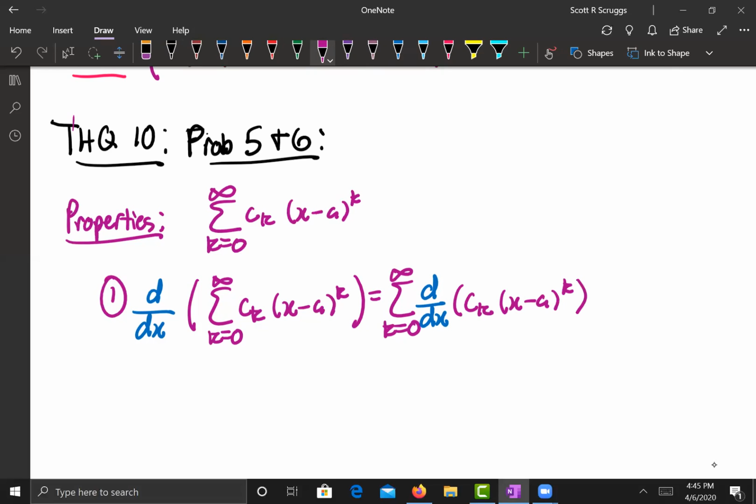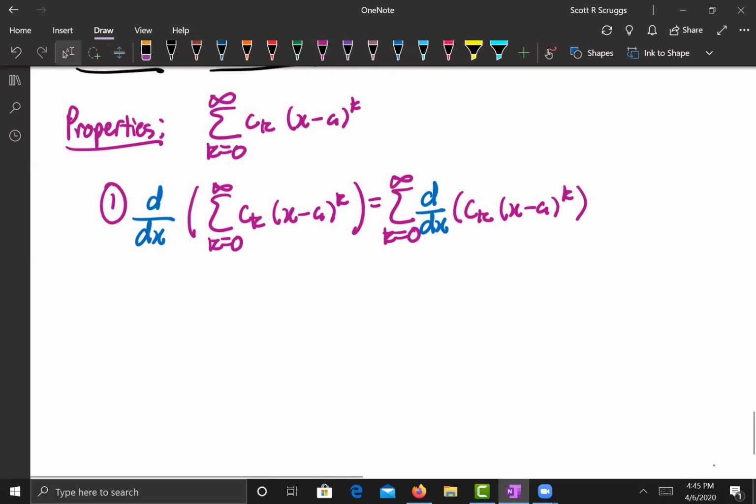And do it that way. And now, by the power rule, no matter what value I take, I'm always going to do power rule, because x is underlying in here. And so that means our formula for the derivative of a power series: c of k is a constant, so that's not affected. Taking the derivative will give me k times (x minus a) to the k minus 1.